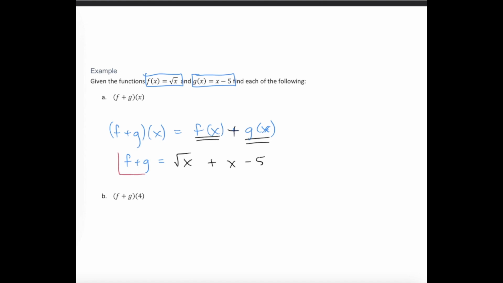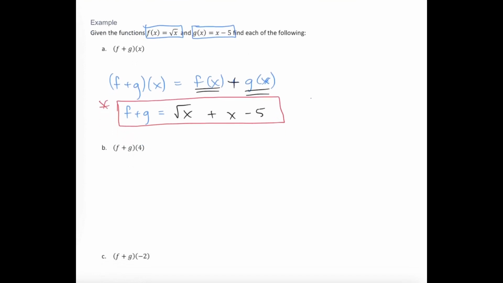Now, we are done. We're not trying to solve for x here. Remember, we only solve for x if we have a one variable equation. This is not a one variable equation where we would solve for x. This is two variables. This f plus g is actually taking the place of y. So this is the same thing as y is equal to rad x plus x minus 5. And that's something that's going to have a graph. It's not going to be something that we solve for x. So now we would say, okay, I have the f plus g function because we just found that quantity. What is the value of f plus g at 4?